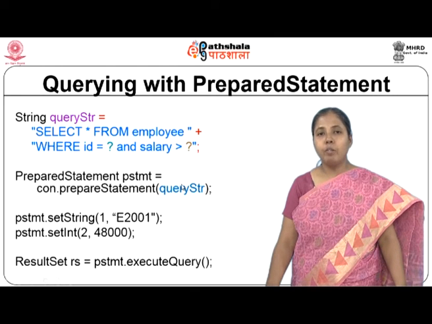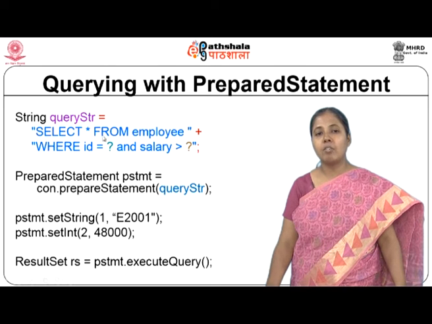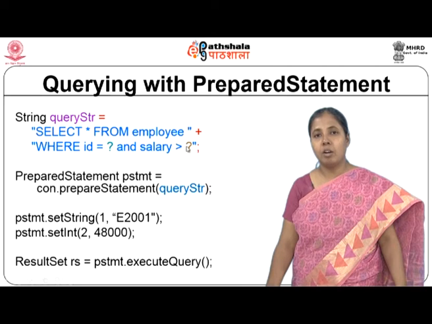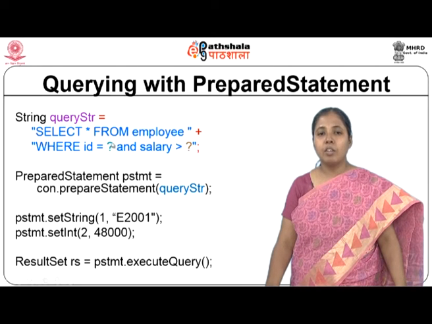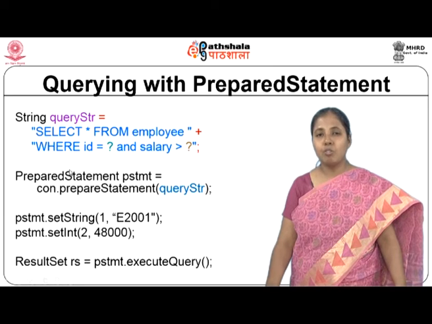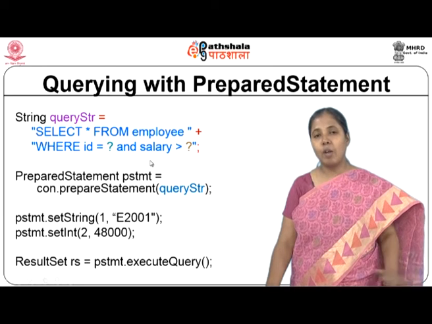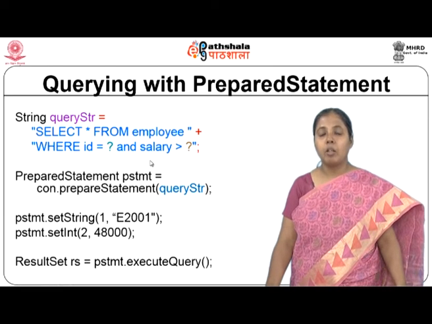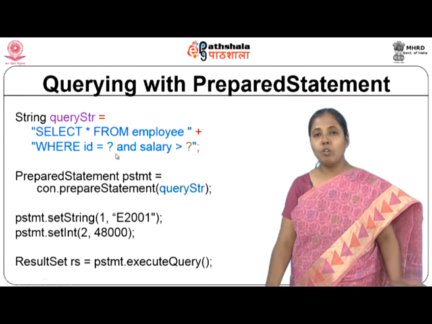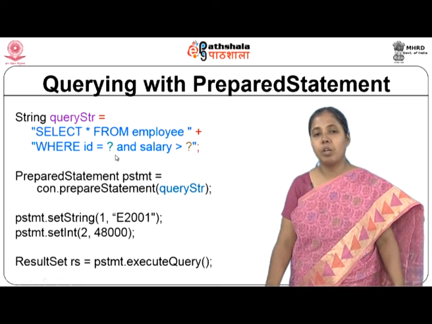In order to query with the prepared statement, you can see the query string is given like this. Instead of giving directly something like select star from employee where ID equal to 100 and salary is greater than 50,000, here we have not given the values. We have put a question mark. The query string has question marks whose values are set after compilation: select star from employee where ID equal to question mark and salary is greater than question mark. The actual values can be given later.